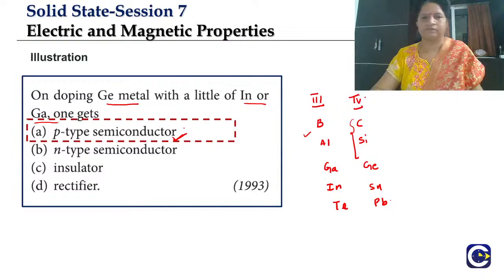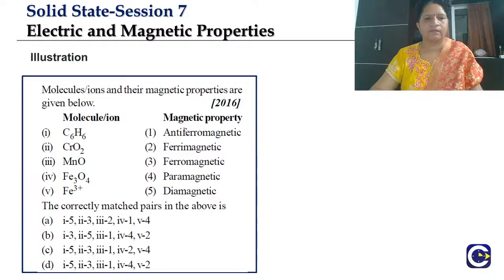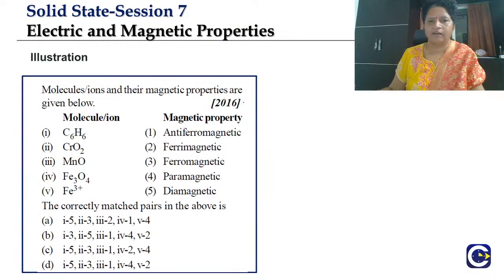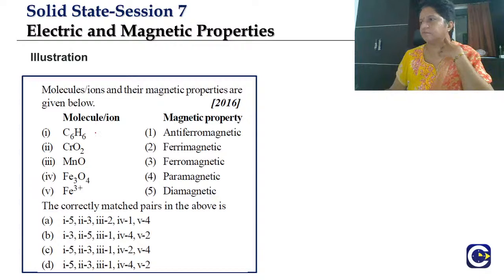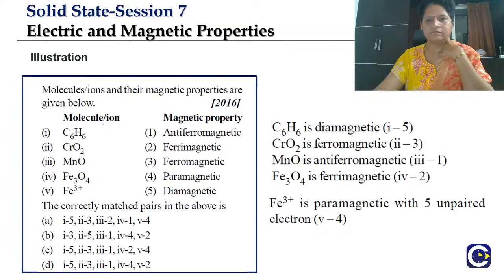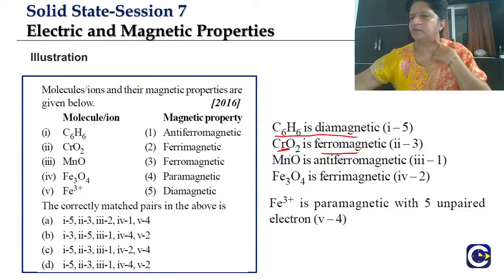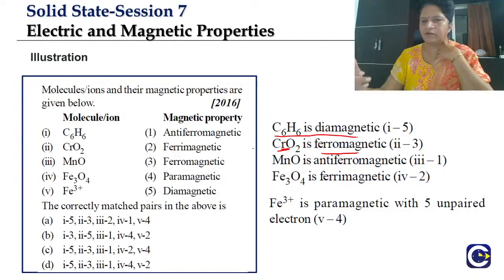Fine. Now the examples that were given, we are trying to do. Benzene is a diamagnetic substance. CrO2 is ferromagnetic. Just learn the examples; if there are examples in the book, reading them makes this an easier one.